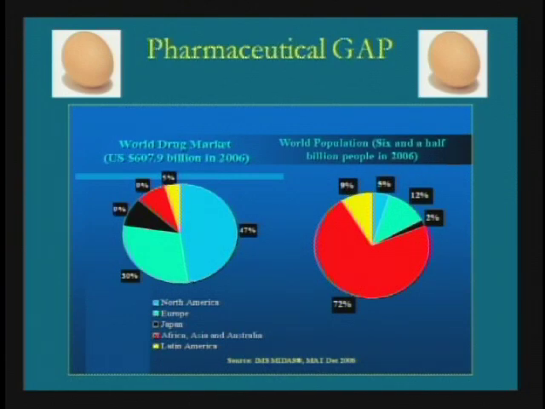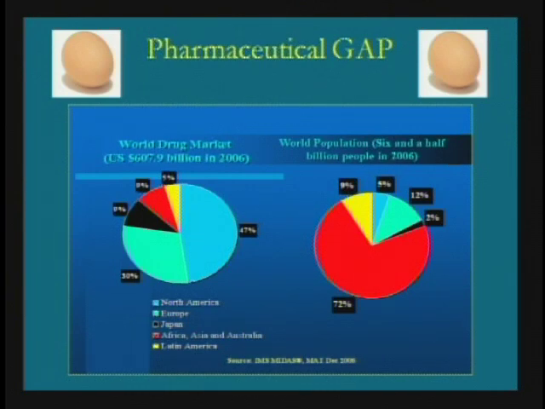The world drug market is a huge market. It's now way over $607 billion. But if you look at where they're producing drugs and for whom they're producing drugs, you can see that the world population is in this red part of the pie, but the drug market is only producing 9% for Asia and Africa. So we're directing a lot of our attention at me-too drugs.